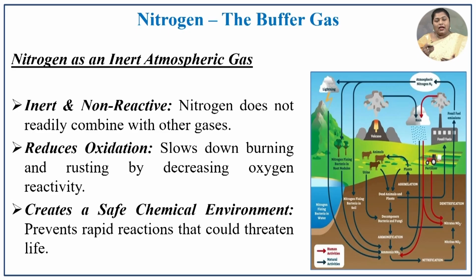It is very effective in reducing oxidation. Oxygen is a gas which is very helpful for combustion, so if the oxygen level in the atmosphere increases, it will have an adverse effect. That effect is reduced with the help of nitrogen by reducing oxidation. It also creates a safe chemical environment. How? It prevents the rapid reaction of oxygen and saves the earth's surface from life-threatening activities.